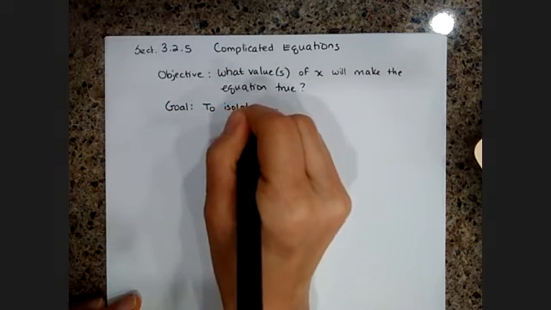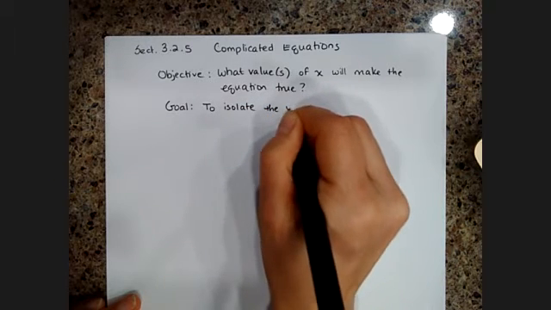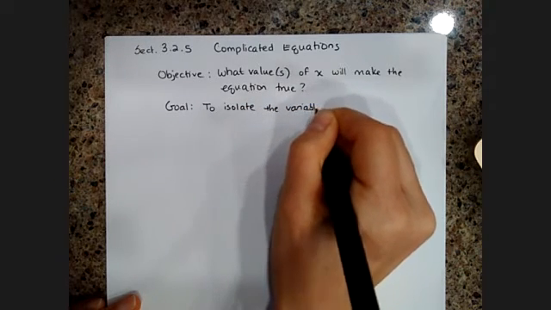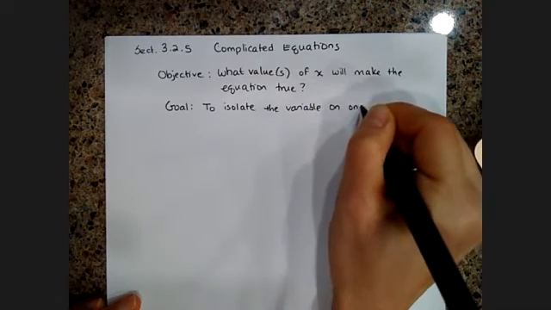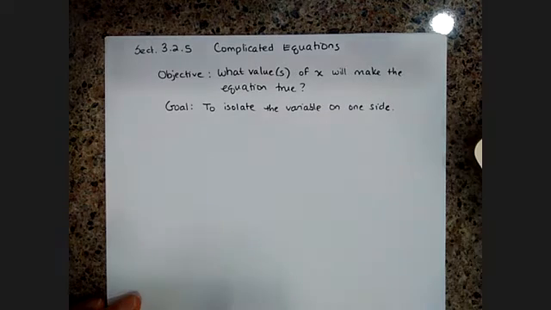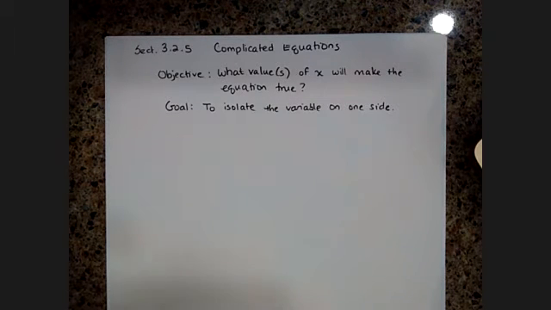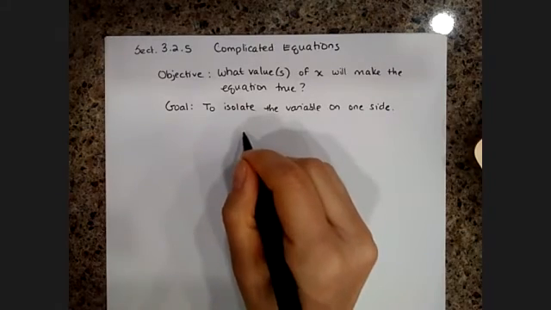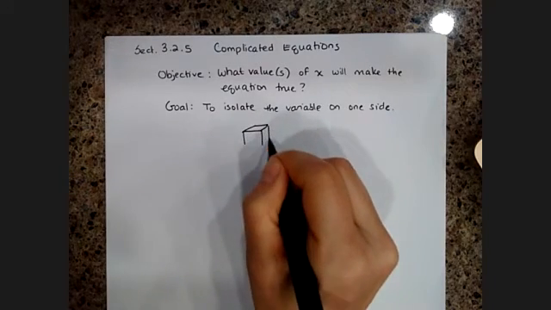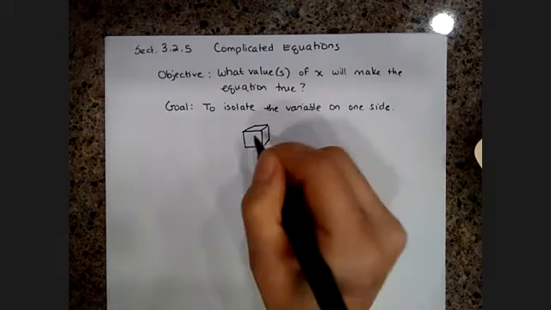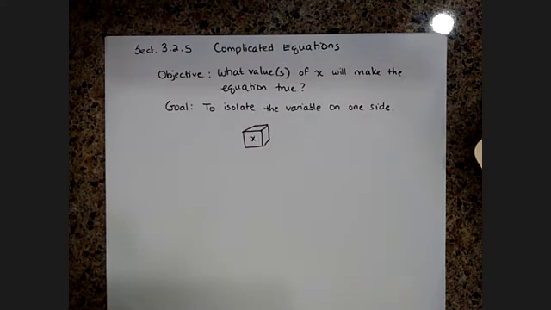Our goal is to isolate the variable on one side. That's really the goal. That's what we're trying to achieve. So if you think about it, it's really very much like any one of the video games where you need to achieve some kind of objective. Like say, for instance, you have a building here and X lives in that building.